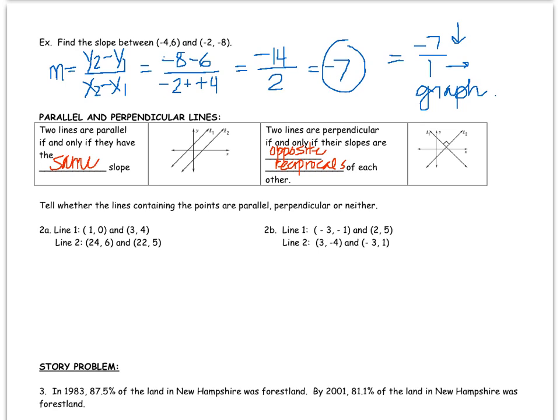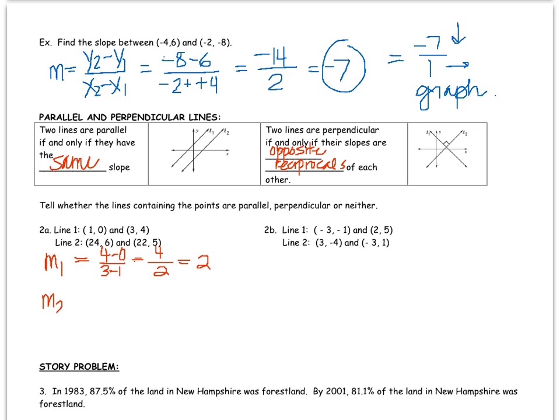Okay, so here's what we're going to do. In order to tell if lines are parallel or perpendicular or neither, we need to find their slopes. Now, the way I notate this is I say M1, the slope of the first line, and I'm going to find the slope. Okay, 4 minus 0 over 3 minus 1. Well, 4 minus 0 is 4, 3 minus 1 is 2, 4 over 2 is 2.